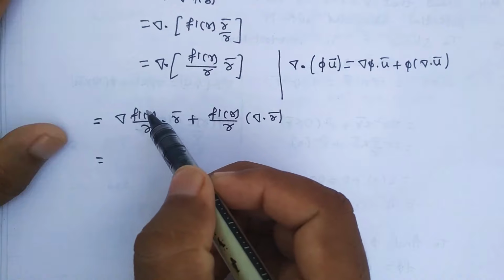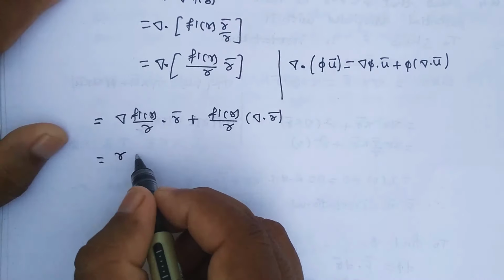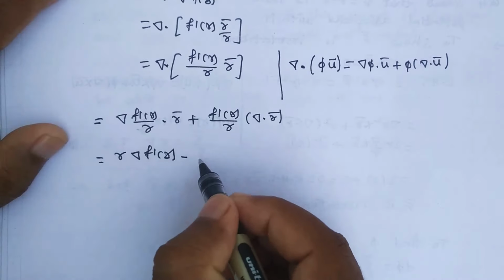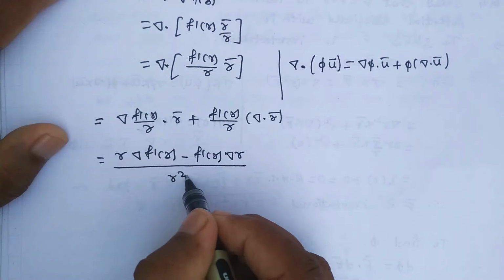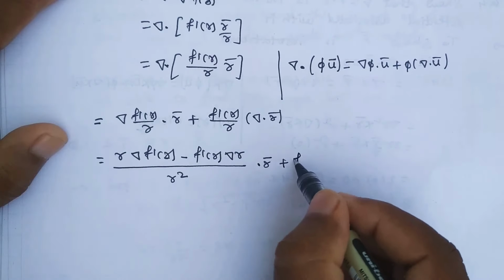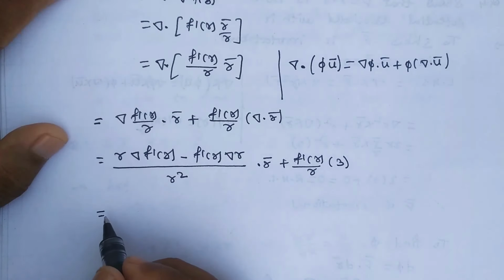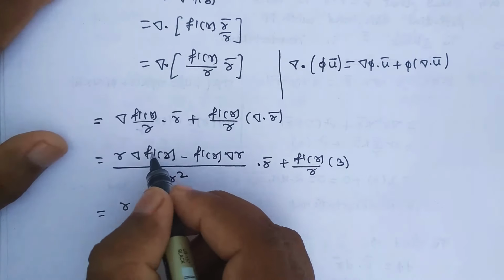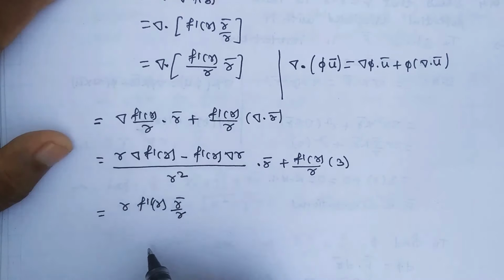So we are going to take the derivative of f dash of r upon r using the u upon v rule. So this r as it is into the derivative of f dash of r, that is del of f dash of r, minus f dash of r as it is into del of r upon r square, dot r bar as it is, plus f dash of r upon r, the value of del dot r bar, it is 3. This is equal to r into the value of del of f dash of r, that is, using the property, f double dash of r into r bar upon r, taking the derivative.